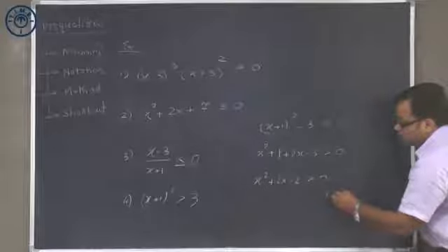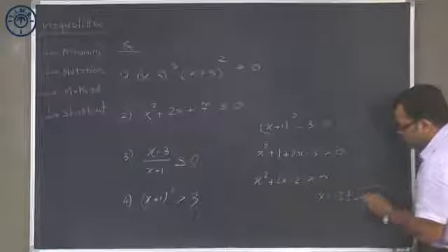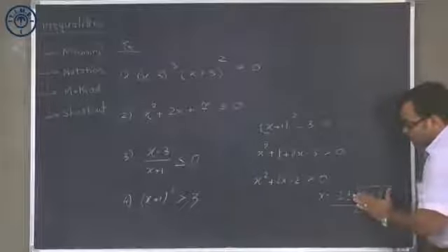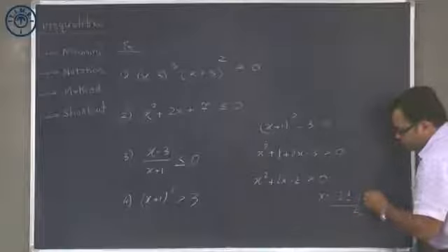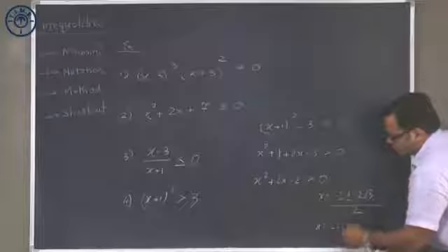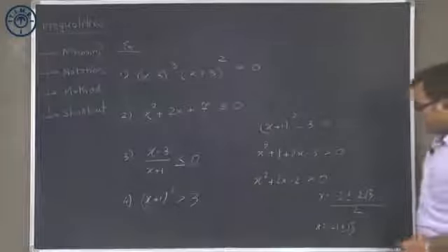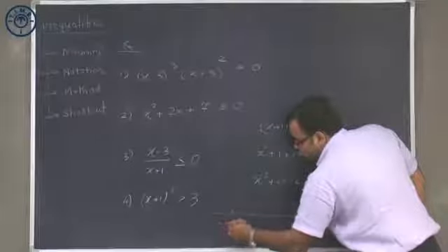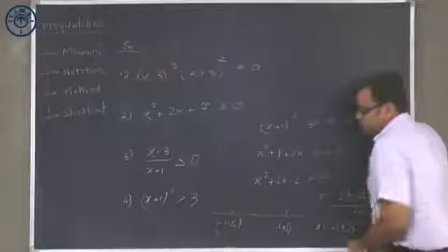x is equal to minus 2 plus minus under root of 2 square plus 4 into 2, divided by 2. 4 plus 8 is 12. The square root of 12 will be 2 root 3. So x is equal to minus 1 plus minus root 3. If x equals minus 1 plus minus root 3, I'll put it like this: minus 1 minus root 3 is one point, minus 1 plus root 3 will be the other point.